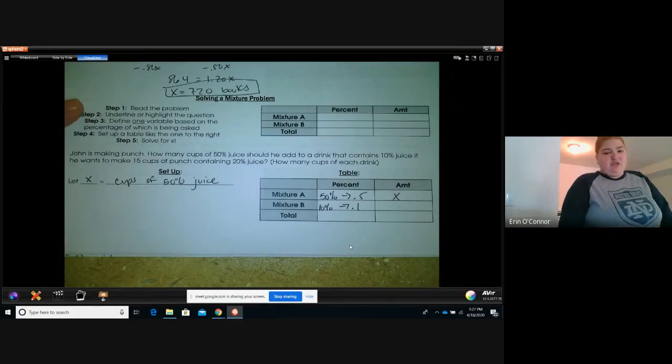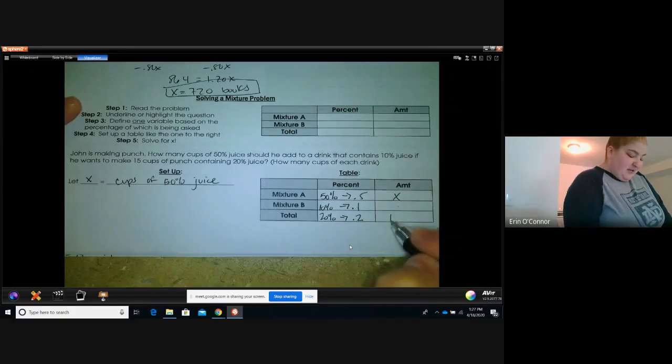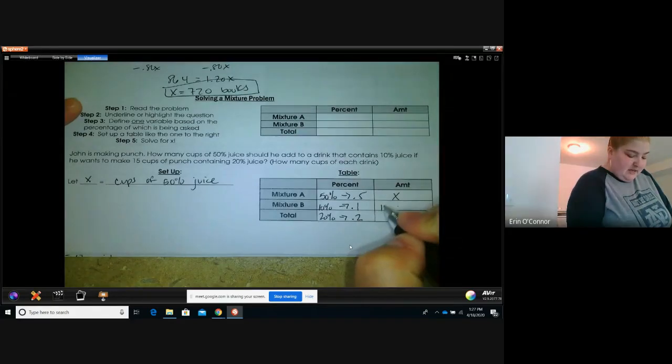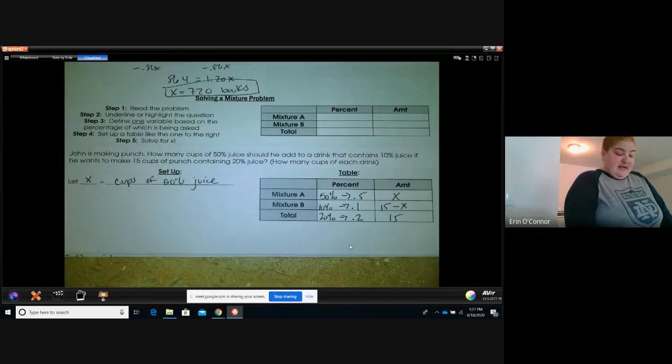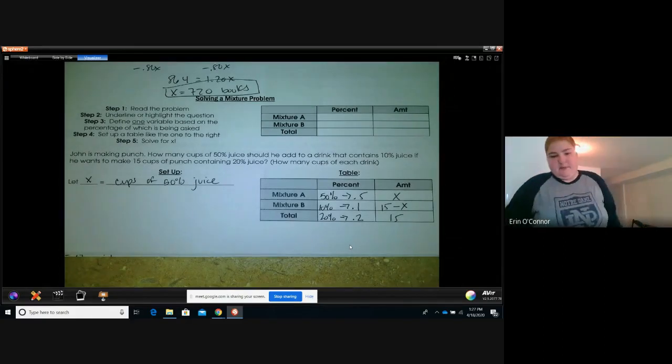Let's get to the totals. So I need a total of 20% juice, and I need 15 cups of that. And this is where we're going to fill in this one. This one is going to be whatever this total is, 15 minus this x right here, because x plus this equals 15, which means 15 minus x will equal this. We can substitute it in.